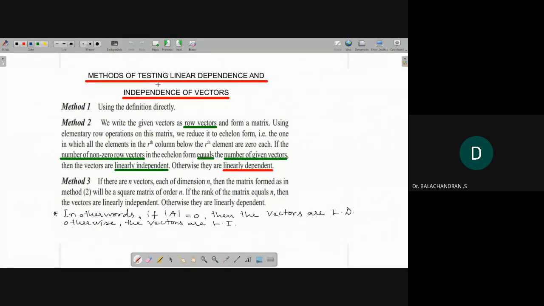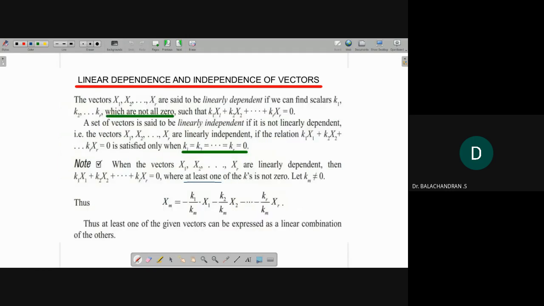Methods for testing linear dependence and independence of vectors. There are three methods; if you include this one, there are four methods you can say. The first method is using the definition directly. The definition means using this definition.